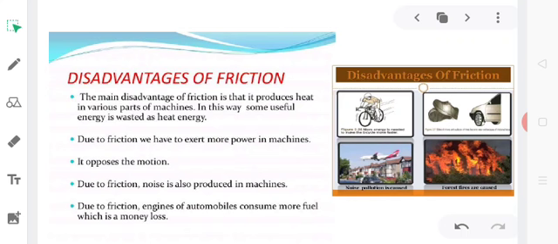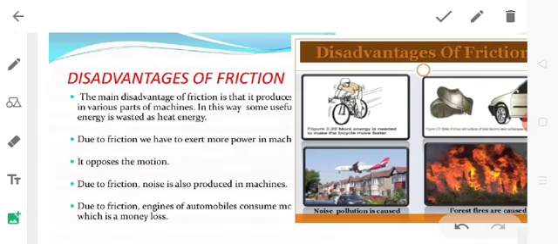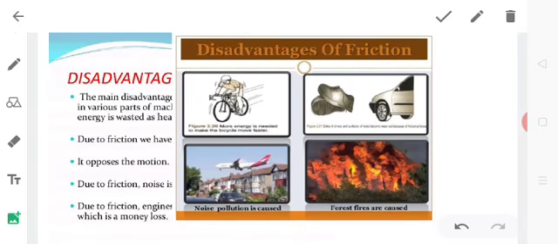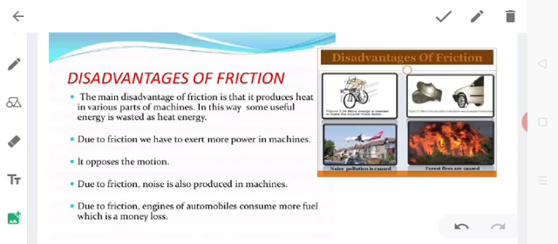Friction causes wear and tear of the parts of machinery in contact, thus their lifetime reduces. Frictional forces result in the production of heat, which causes damage to the machinery. Due to friction, engines of automobiles consume more fuel, which is a money loss. So as you can see in the picture also, there are a couple of disadvantages of friction that have been shown. A very common disadvantage of friction is forest fire.